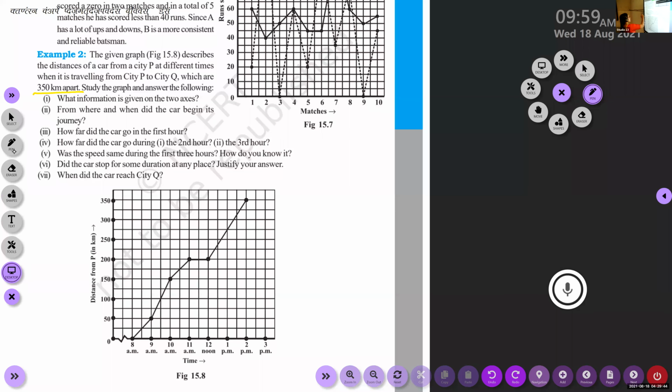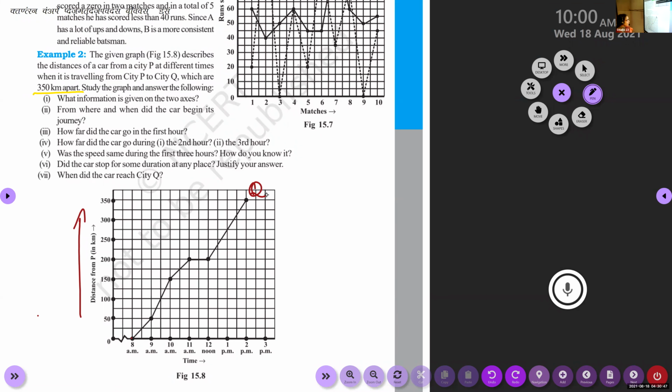Okay, now we have some questions. By studying this graph, we have to answer the following questions. Look at the graph, figure 15.8. The x-axis shows time. Time starts from 8 o'clock. The car starts from 8 o'clock. And the y-axis shows the distance from P to the city Q. So at 8 a.m., the car starts from city P, and after traveling, it reaches Q, which is 350 kilometers apart from P.